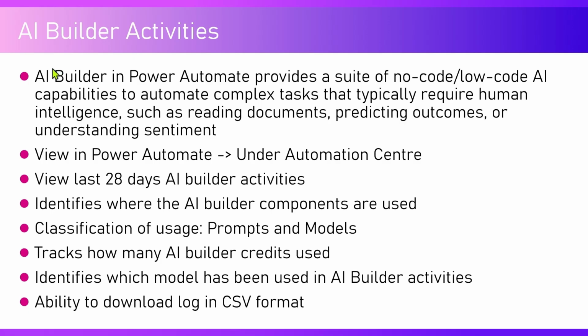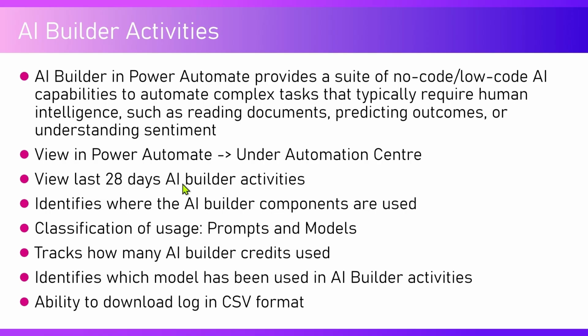Now, once you use that within your Power Automate flow, you would like to know where you have used a specific prompt, where you have utilized a model, and what the consumption patterns are. Now, you can navigate to Power Automate, make.powerautomate.com, and under Automation Center, you will be able to view the last 28 days of AI Builder activities.